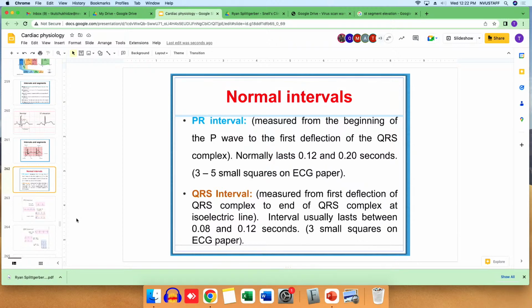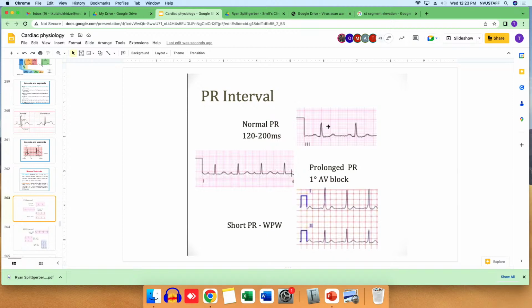Then comes QRS interval. It measures from the first deflection of the QRS complex till the end of the QRS complex at the isoelectrical line. And interval lasts between 0.08 and 0.12 seconds. It's around 2 to 3 small ECG squares. And as you see here, this is our normal PR segment. For example, it will be prolonged in the AV block, or it should be shorter in the WPW syndrome. We will study these syndromes in your clinical years.